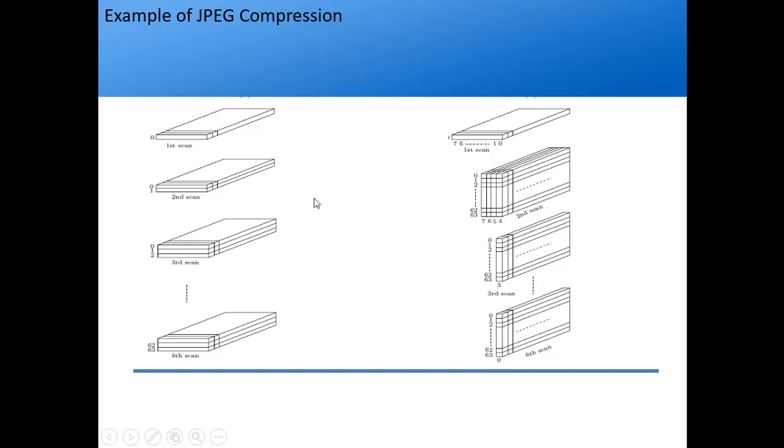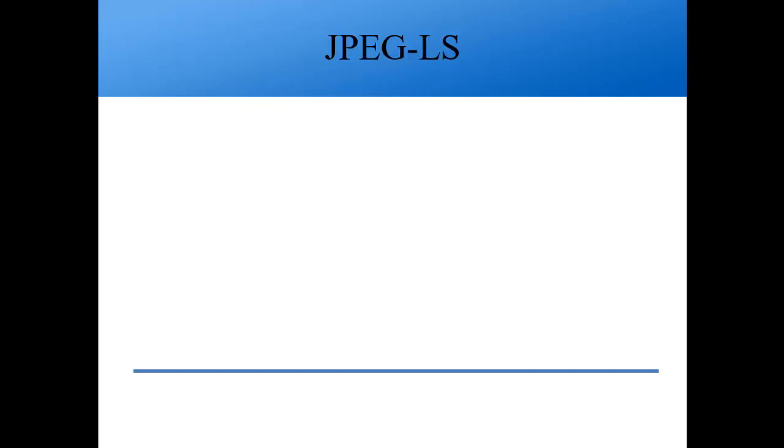So this is the example of JPEG compression. This is where your answer should end for JPEG compression techniques. Okay. So the next topic is JPEG LS, and further we have JPEG 2000. That we'll cover in the next lecture.